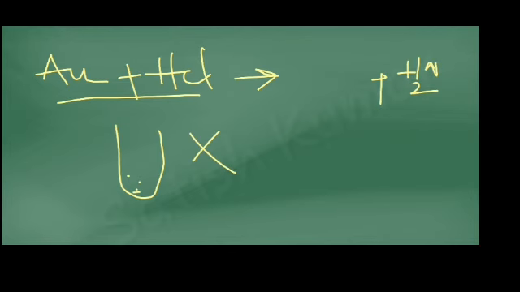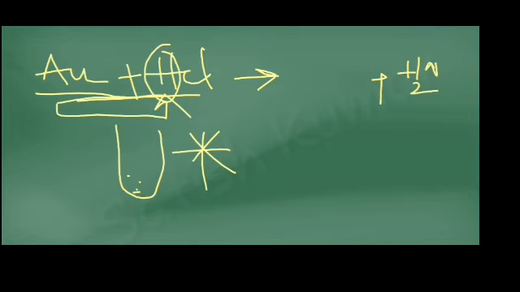What will happen if I keep gold in the test tube and add HCl, acid, to it? Is there any reaction and is hydrogen gas evolved? No, this will not happen because the reaction will not take place when gold is added to HCl. Why? Because gold is unable to displace hydrogen from hydrochloric acid.